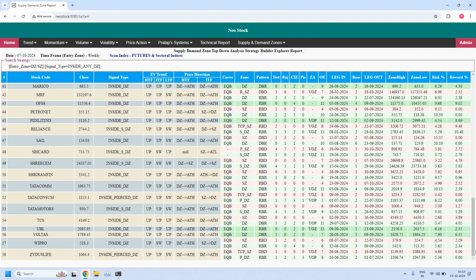58 stocks. Currently prices are in the weekly demand zones. Because these are weekly demand zones, to find high probability setups, let's verify how many of these weekly demand zones are currently having an uptrend.